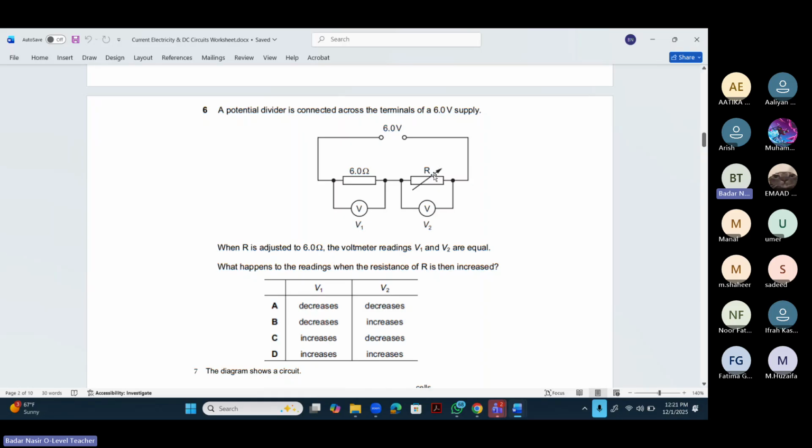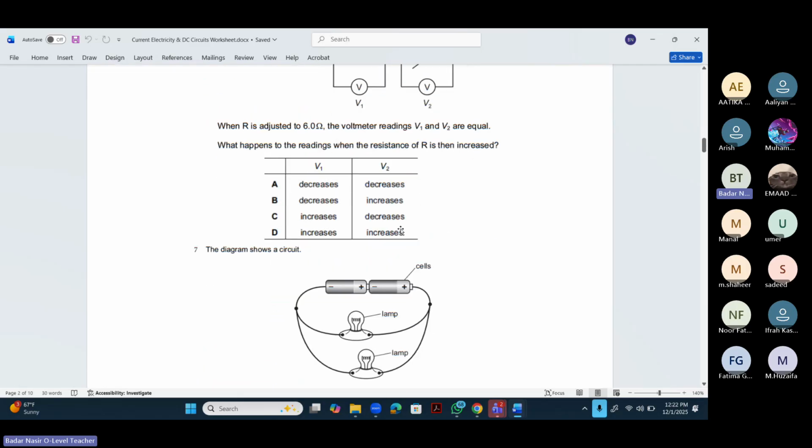Dekho, if you increase its resistance, so these two are in series. In series, the resistor with the higher resistance gets more voltage. So if R's resistance is increasing, it will get more voltage. So R gets more voltage, so V2 will increase and V1 will automatically decrease.